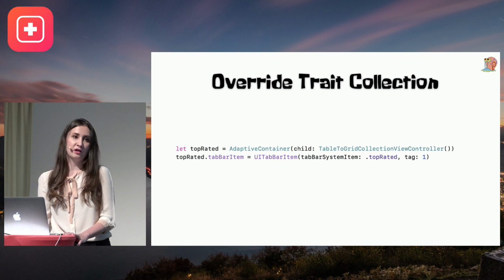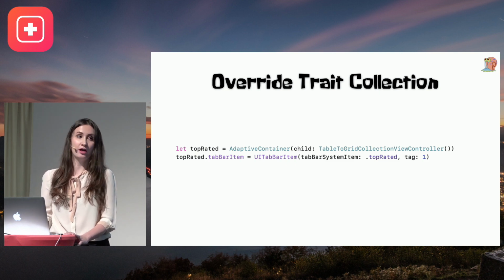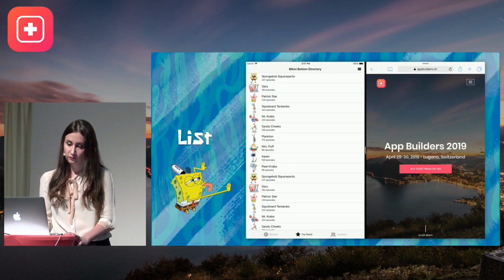And now, of course, for the tab bar controller, the controller class that we set is our container class rather than our original class. And so now this is our optimized list.